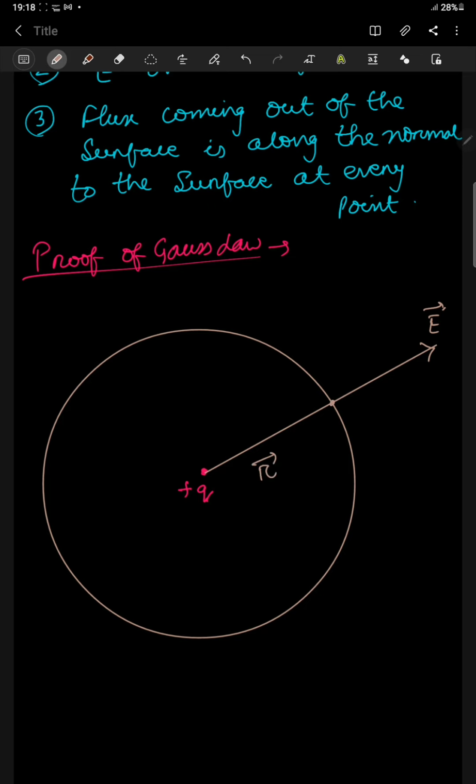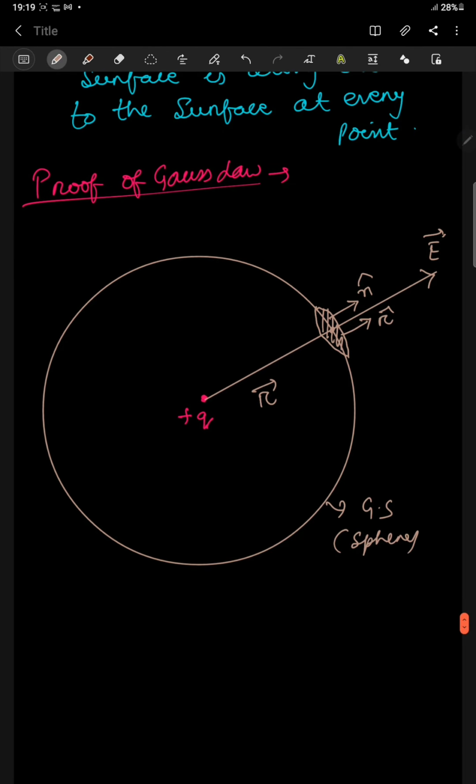And here I will take a very small area on this surface, and what will its direction be? The area direction, n cap direction, will be along the electric field, and your radius is also along this, so r cap will also be along this direction. Okay, so what is this? This is actually the Gaussian surface, the imaginary surface which I have chosen, and for this problem, it is a sphere. Okay, so now let me prove it.